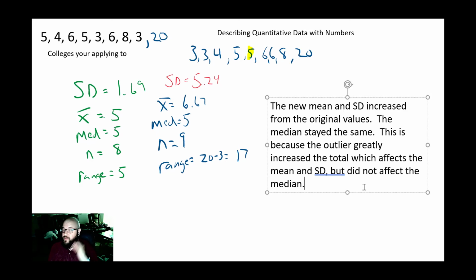So again, you would simply write out, you would say that the new mean and standard deviation increased, because we saw that right here. We went from 1.69 to 5.24 standard deviation, and the mean went from 5 to 6.67. Then you talk about the median. Well, the median stayed the same in this case. And then you need to tell why that happened. Why did this change occur? Well, it occurred because you had an outlier that greatly affected the increase, right? It caused an increase in the total, which affects the mean and the standard deviation. And in this case, it did not affect the median.